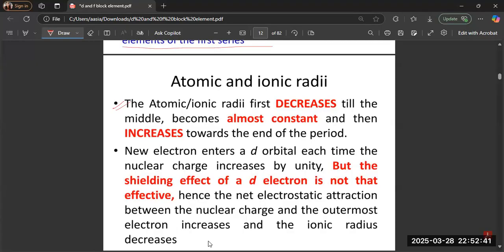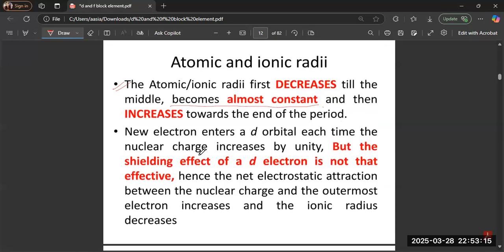So the atomic or ionic radii first decreases till the middle, right? In the middle, it becomes almost constant, and then it increases towards the end of the period. So when the atomic number increases, what happens? First, the atomic radii decreases till the middle, and it becomes almost constant. And after that, at the end of the period, it somehow increases.